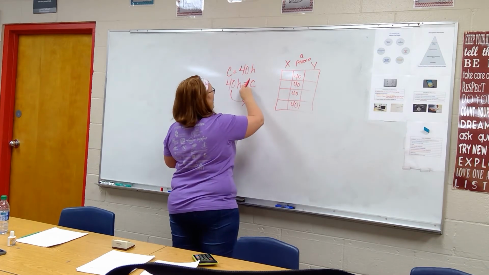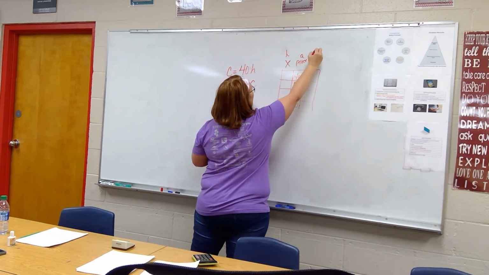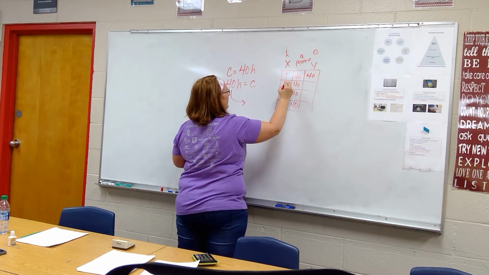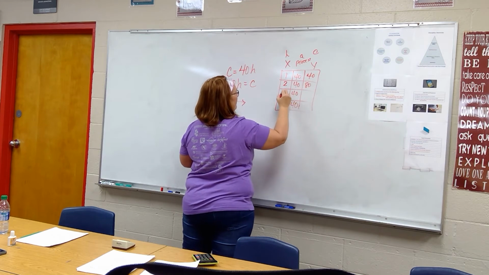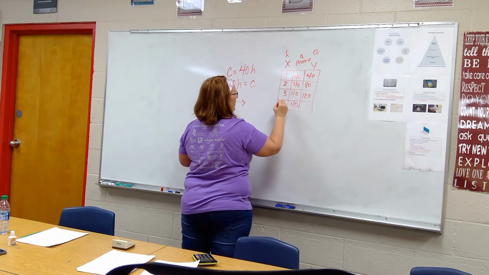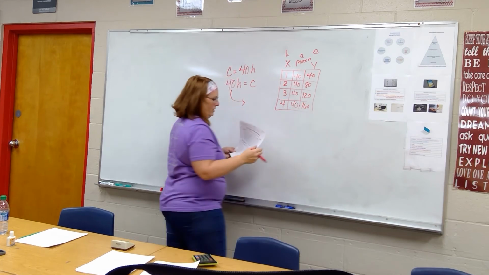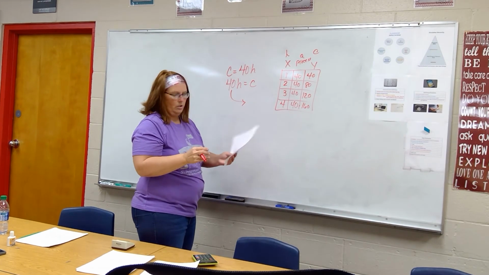So if I spent 1 hour, 1 times 40, I'm going to have 40 cookies. If I spent 2 hours baking, I'm going to have 80 cookies. If I spent 3 hours, I have 120 cookies that I baked. 4 hours, I have 160 total cookies. So you need to pay attention to that.